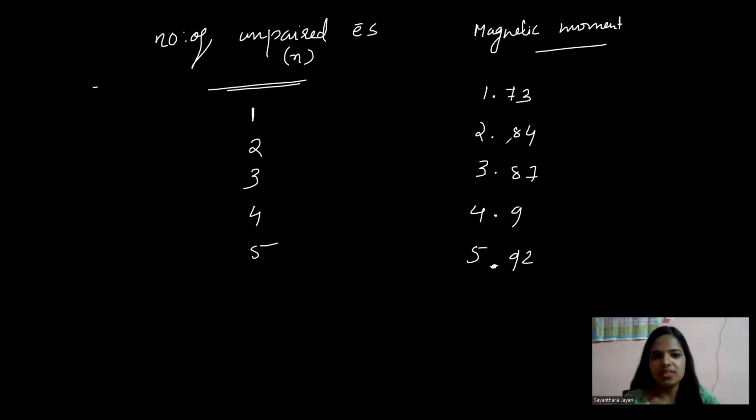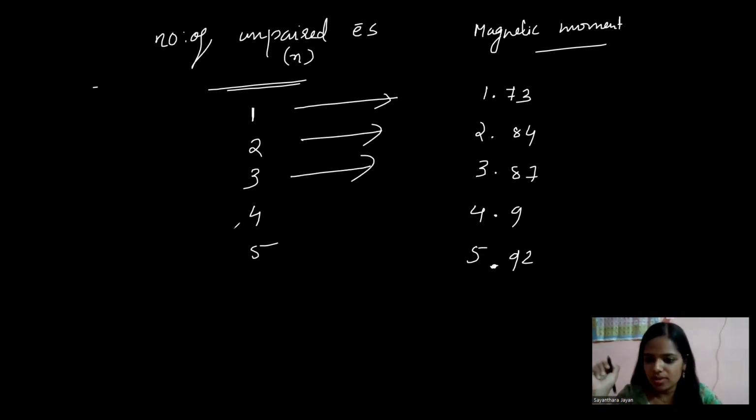This is the trick in entrance exams also: just identify the number of unpaired electrons. If you got n, then according to the options, you can choose the right option very quickly. For 1, it will be 1 point something. For 2, it will be 2 point something. So let us practice some previous year questions from this topic.